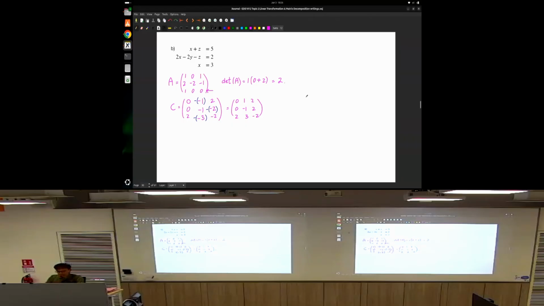So then the inverse. A inverse is half multiplied by the cofactor transpose. So it will be 0, 0, 2, 1, minus 1, 3, and 2, 2, minus 2. Is that okay? So that's your A inverse. And finally, the unknown x, y, z is A inverse times B. This is your A inverse, then times B, which is 5, 2, 3.